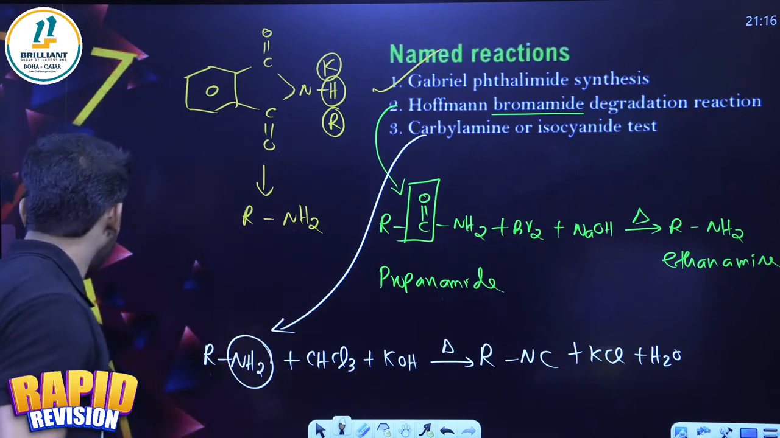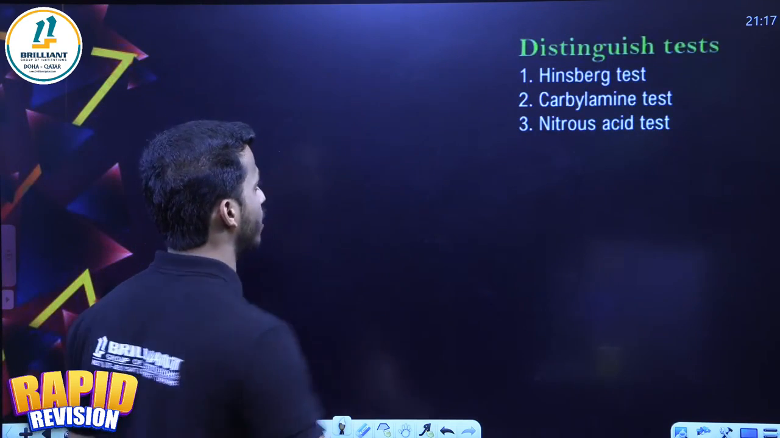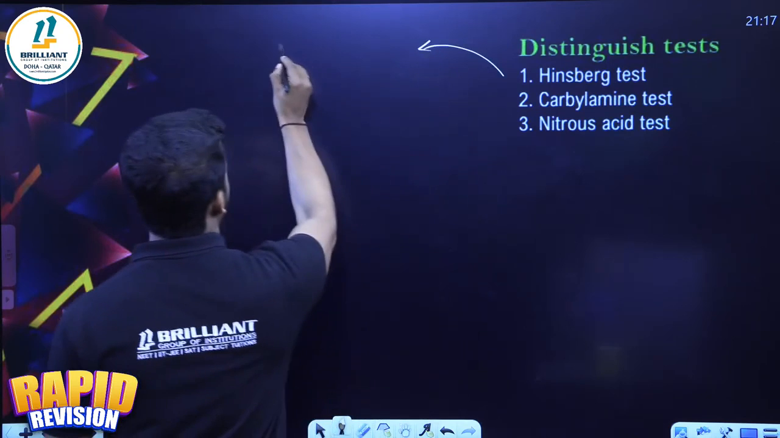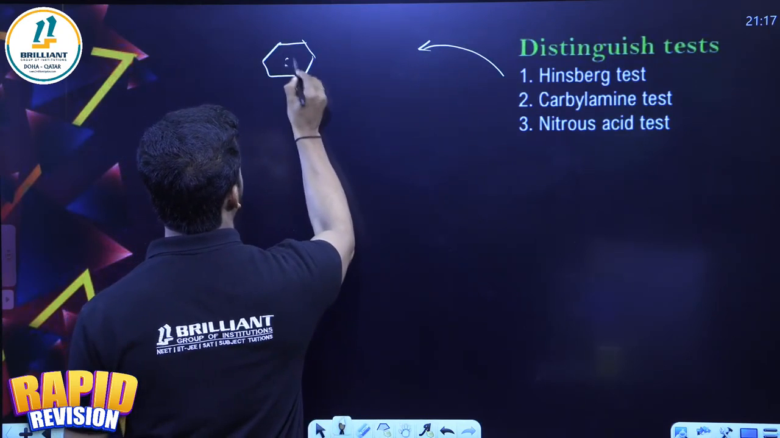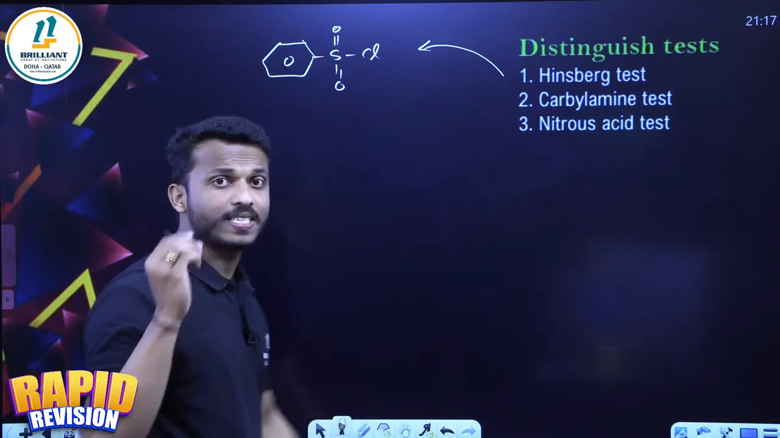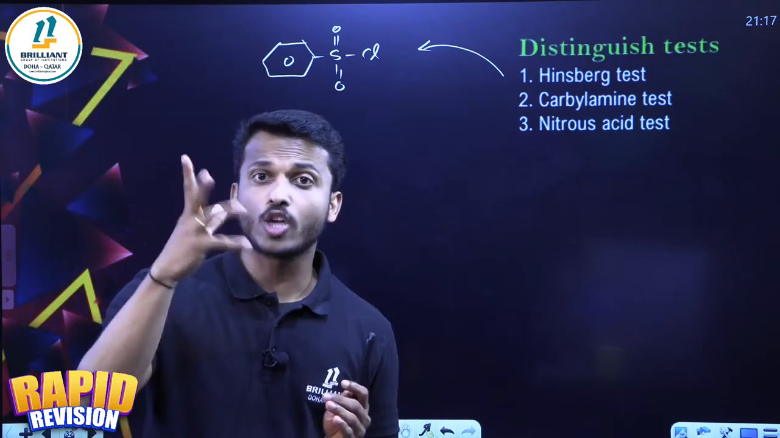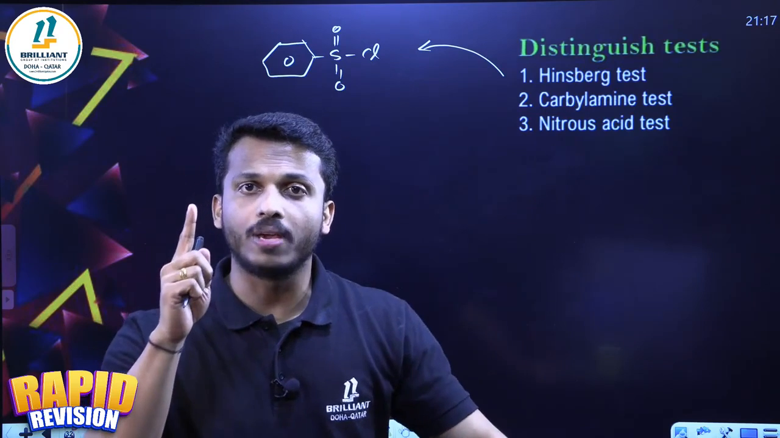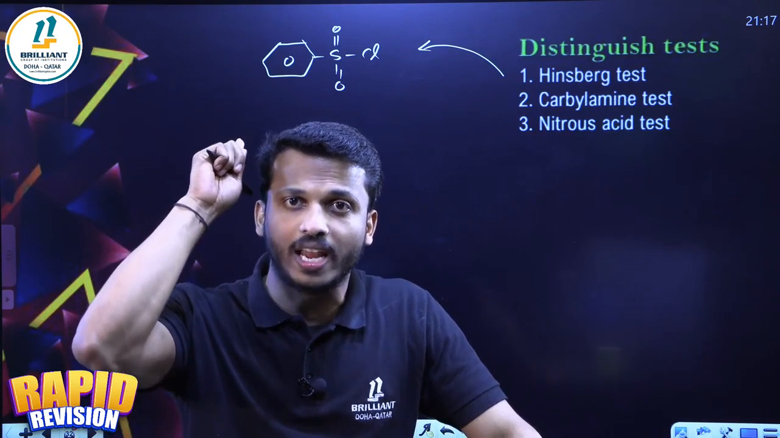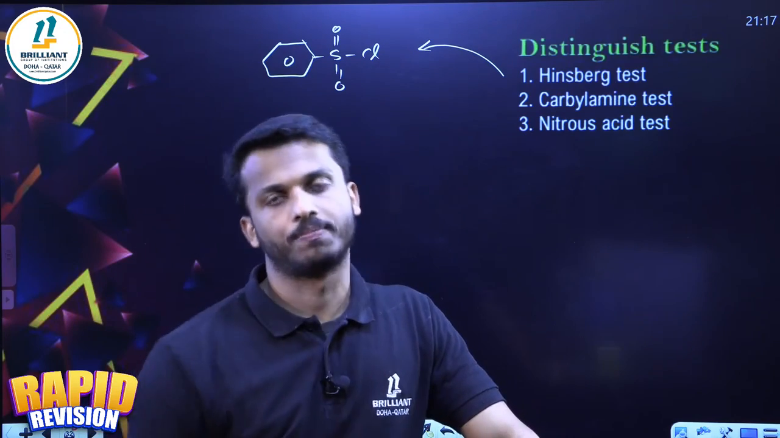So dear all, let me go through the distinguishing tests. What are the distinguishing tests, dear all? Hinsberg test. What is Hinsberg reagent? Benzene sulfonyl chloride, that is called the Hinsberg reagent. What is the observation? A primary amine reacts with the Hinsberg reagent, and you will get a precipitate. It is soluble in alkali.